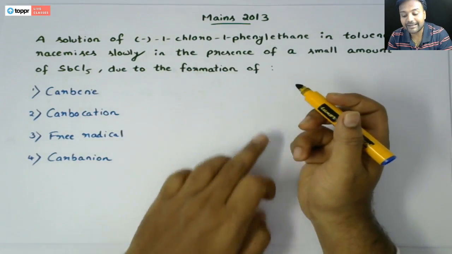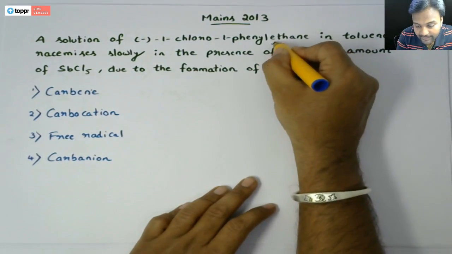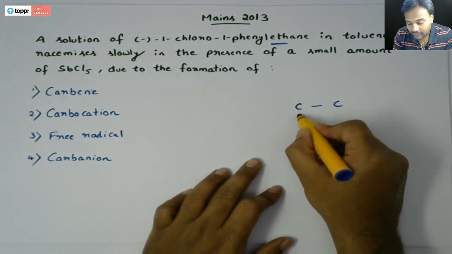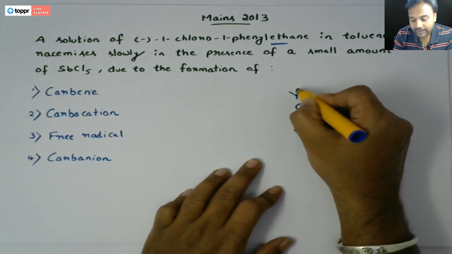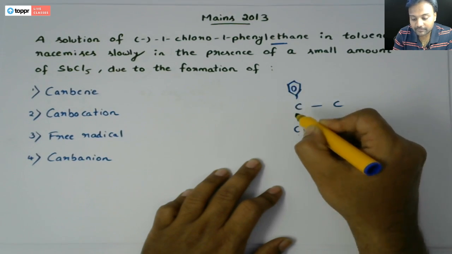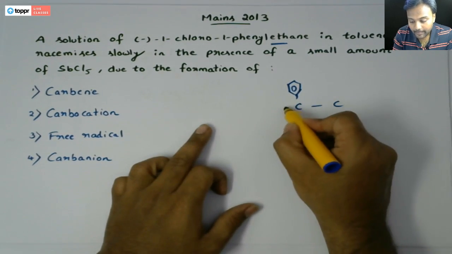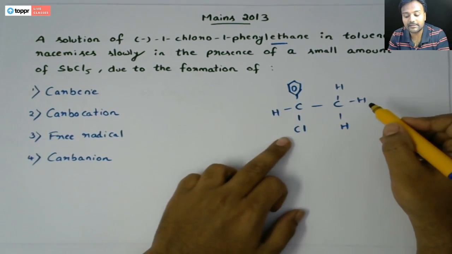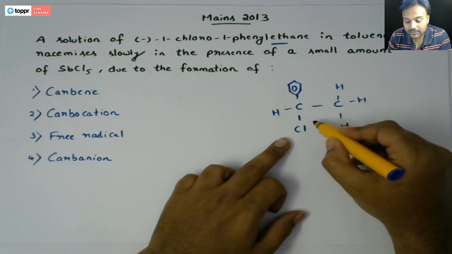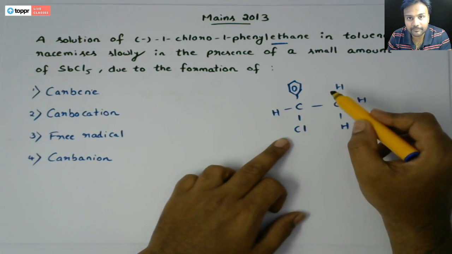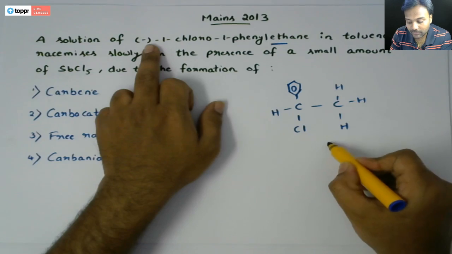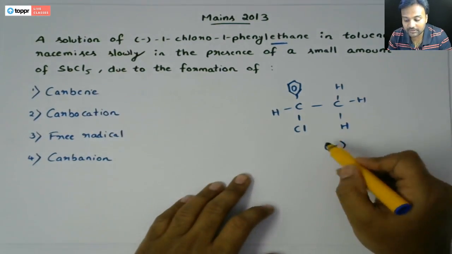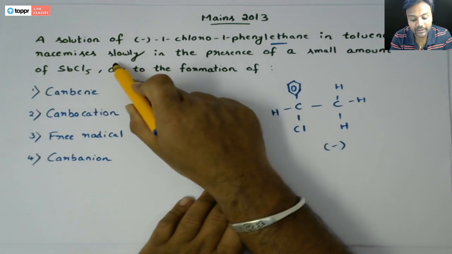1-chloro-1-phenyl ethane. Okay, so this is ethane, so write down 2 carbons. 1-chloro, and to the same carbon there is a phenyl. Now balance the rest of the valency of carbon by placing hydrogens. Now this is your 1-chloro-1-phenyl ethane, and they have given you that it is levo, because of the negative sign, right? So this is levo. Now, in toluene it racemizes slowly.